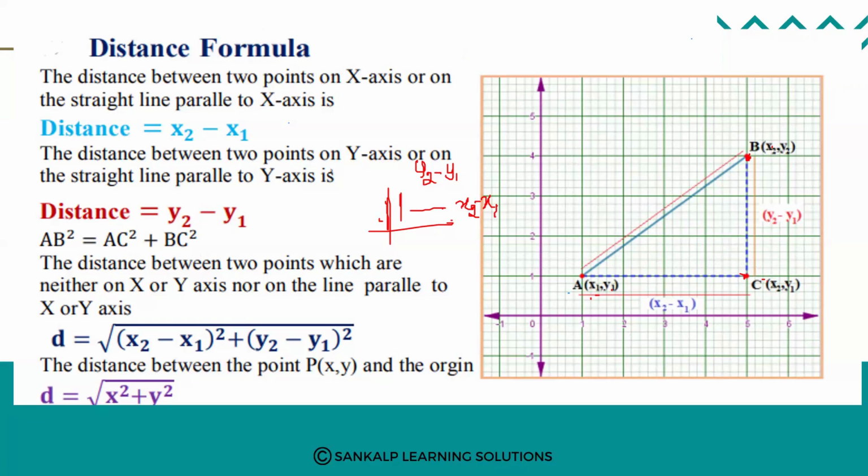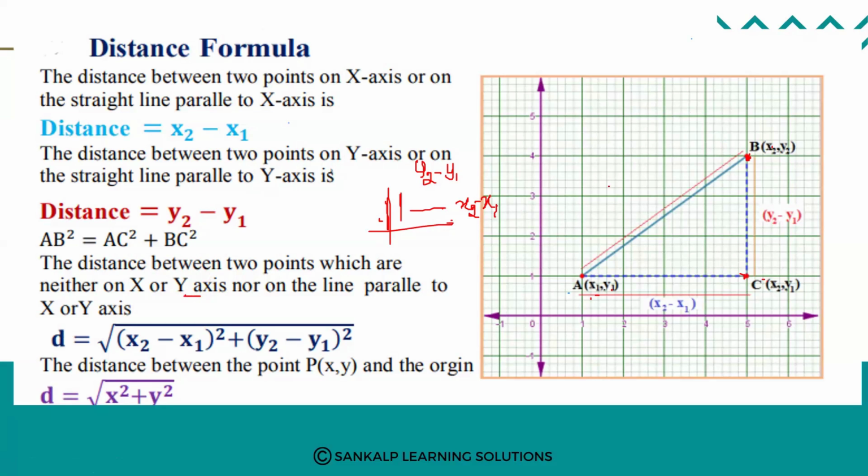So the distance formula is d is equal to square root of x2 minus x1 whole square plus y2 minus y1 whole square. This is the distance between 2 points which are neither on the x-axis or y-axis, nor on a line parallel to the x or y-axis. It is not on the x-axis, nor on the y-axis. It is somewhere other than these two.